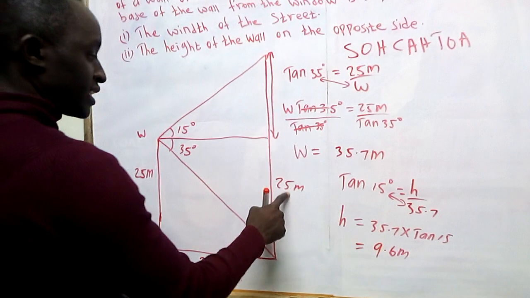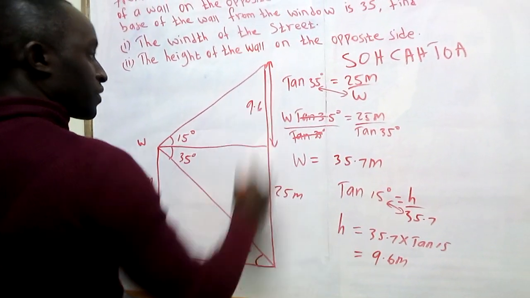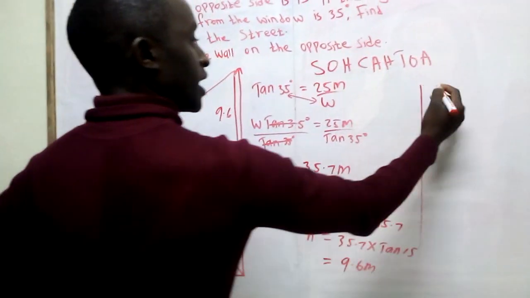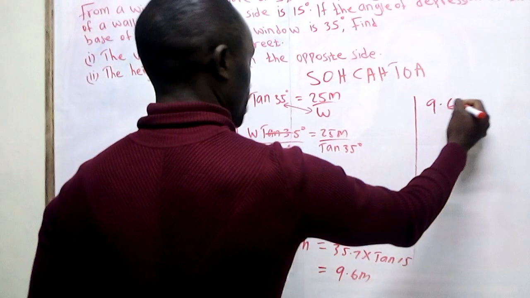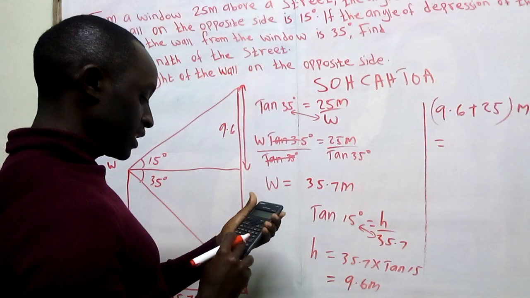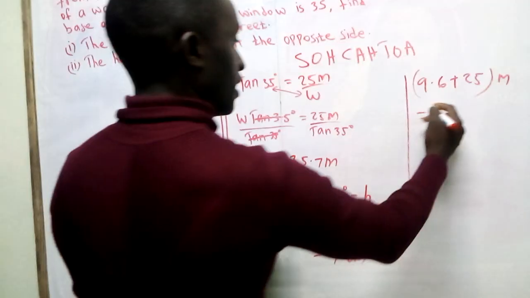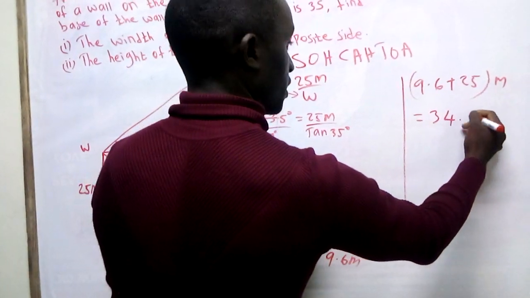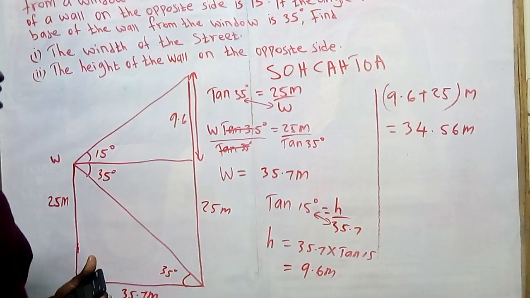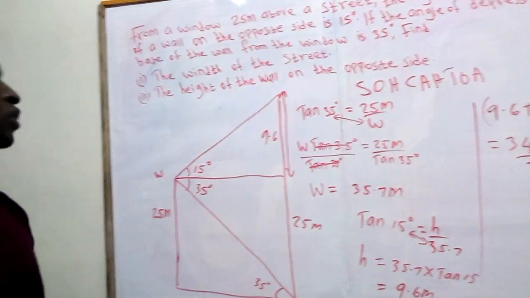Now, since I have this length from here to here, and this one being 9.6, the total height of the wall is 9.6 plus 25 meters. Therefore, I get 34.6 meters. That is my total height of the wall, and that is the answer for the second question.